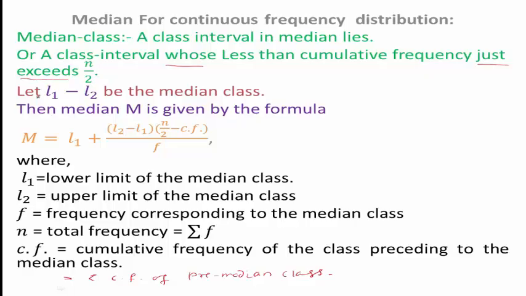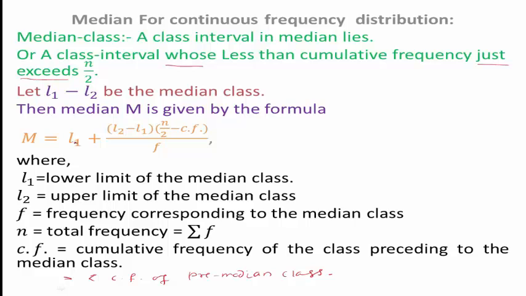So this is the formula for the median. How can we calculate it? m is equal to L1, the lower limit of the median class, plus (L2 minus L1), the difference between upper limit and lower limit, that is the class width, into (n by 2 minus Cf). Cf is the less than cumulative frequency of the pre-median class, and f is the frequency of the median class. So first calculate this fraction and add it to the lower limit of the median class.